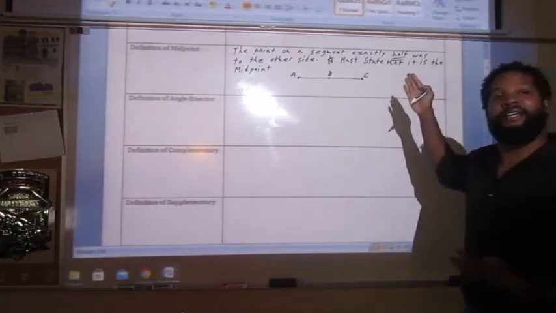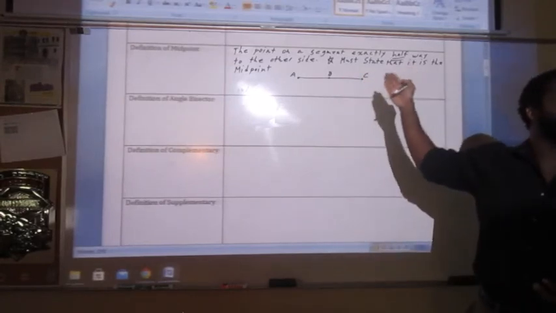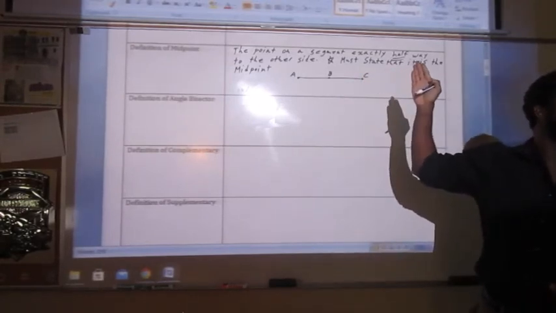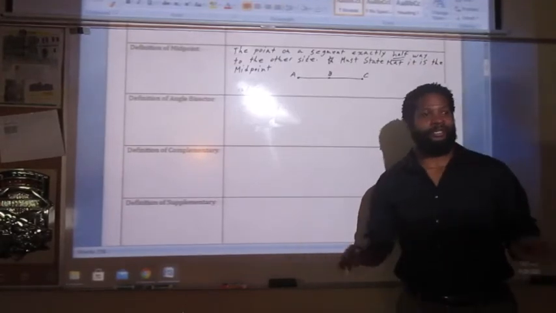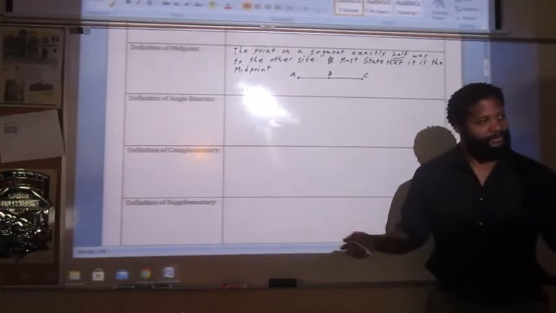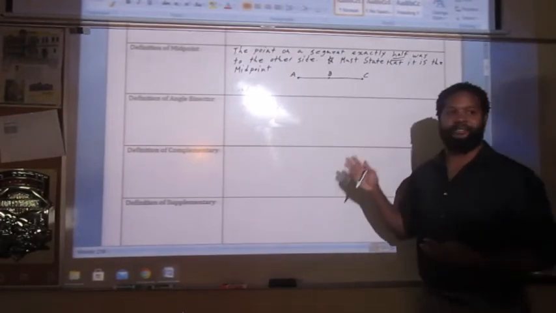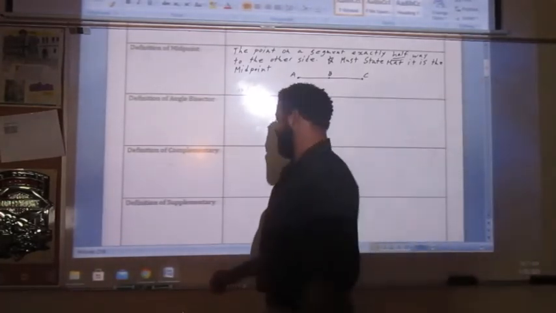You'll have some questions that look like this, but if it doesn't say that B is the midpoint, then you should not assume, okay? We are not assuming here. Just because it looks like it's in the middle doesn't mean it's in the middle. It must state that it is the midpoint. So it'll be like B is the midpoint.